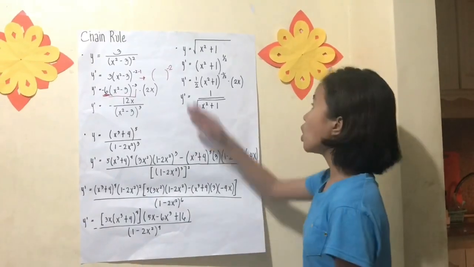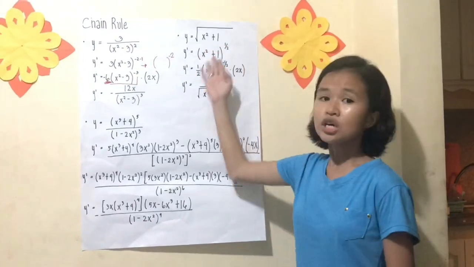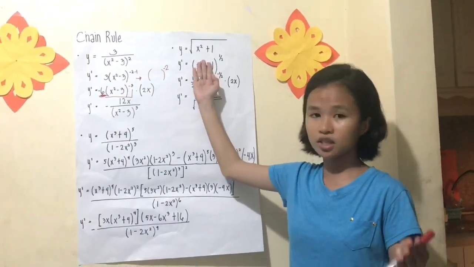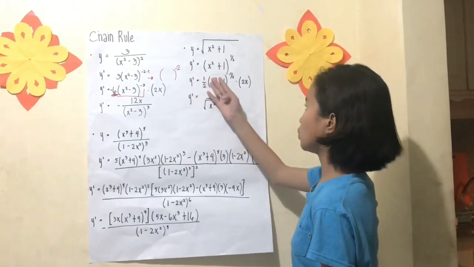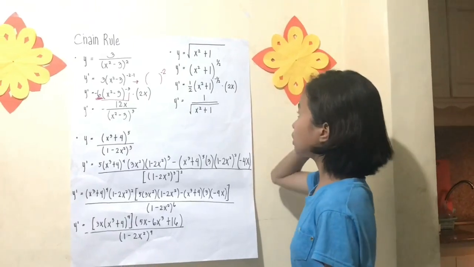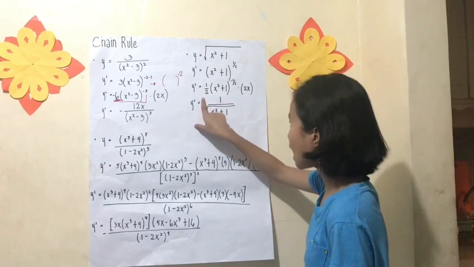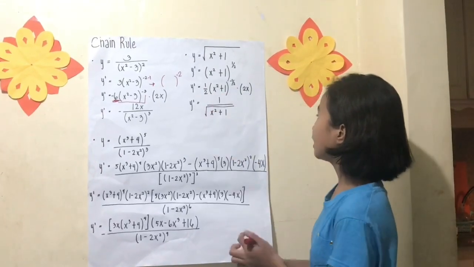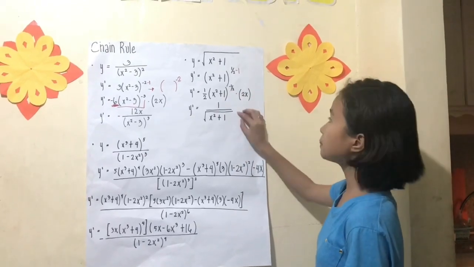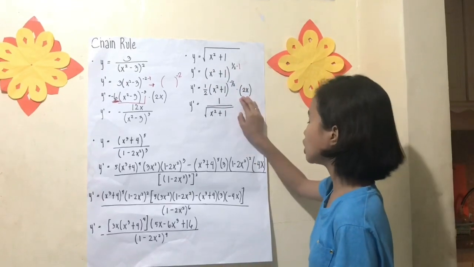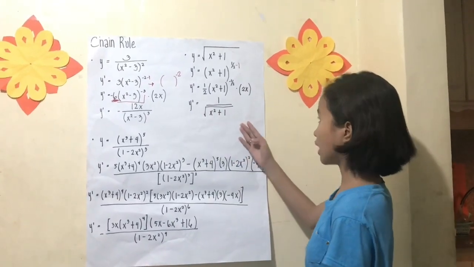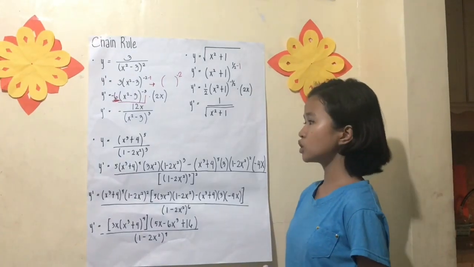So another example, we have y is equal to square root of x squared plus 1. So since we cannot get the derivative using this equation in radical form, we need to make it into its exponential form, which is y is equal to the quantity of x squared plus 1 raised to the power of 1 half. And again, following the formula, the derivative of the outside function, we have 1 half, leaving the inside alone, and we subtract 1, so we have negative 1 half, and multiplied by the derivative of the inside function. So we have 2x, and we have the resulting answer, y prime is equal to x over square root of x squared plus 1.